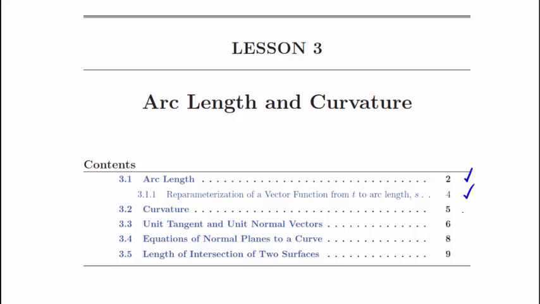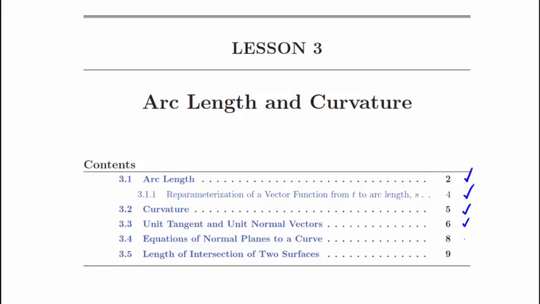We're going to look at a formula that allows us to measure how tightly the space curve turns, so the curvature of that space curve. We're going to revisit the unit tangent vector, and then we're also going to look at the unit normal vector, which is a vector that's at a right angle to the unit tangent but points towards the inside of the way that the space curve is turning.